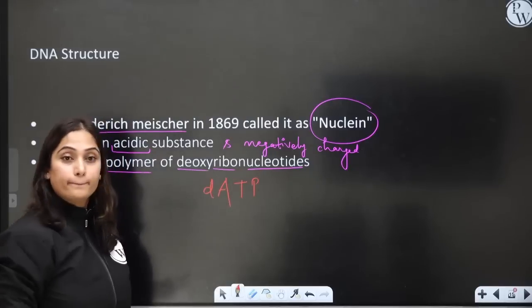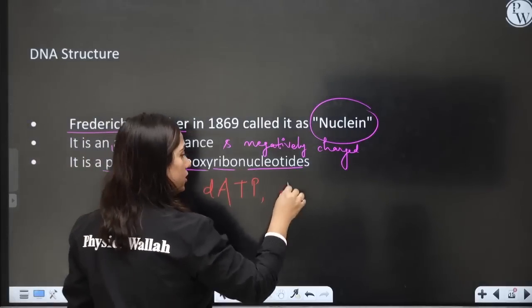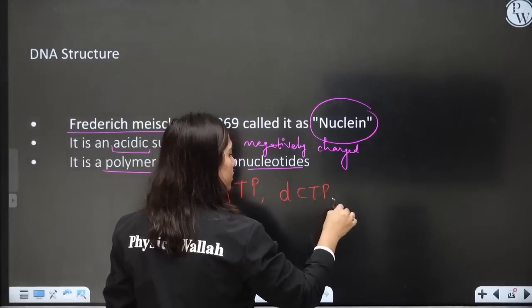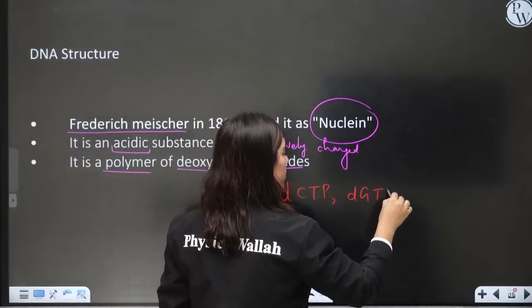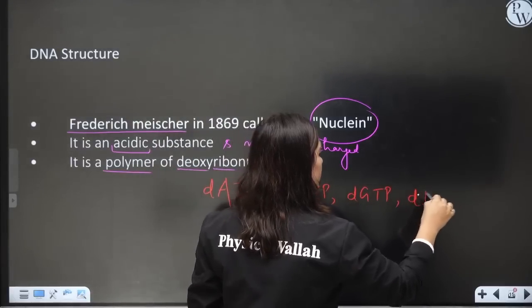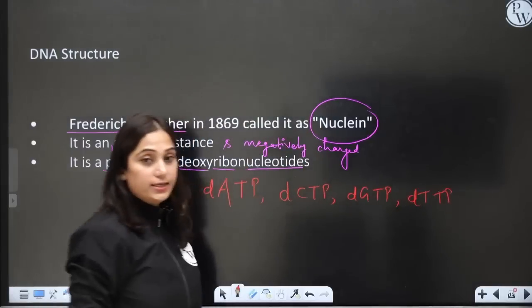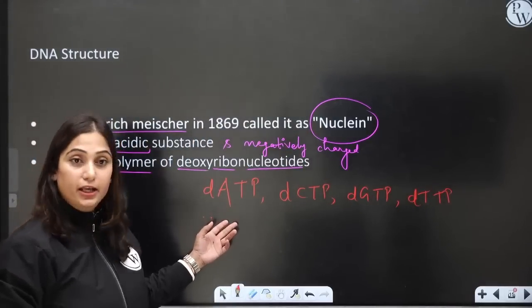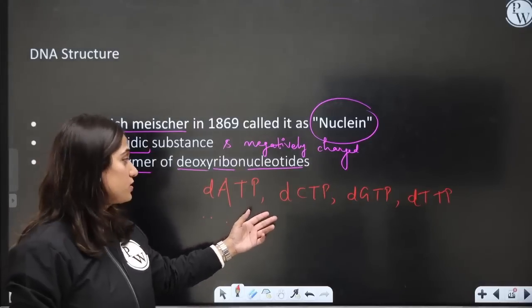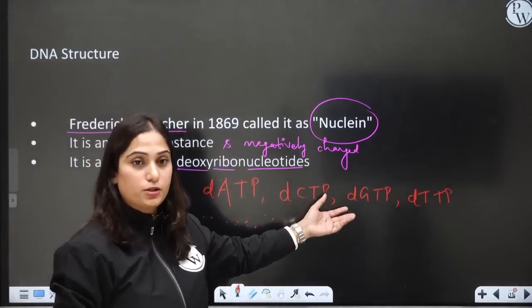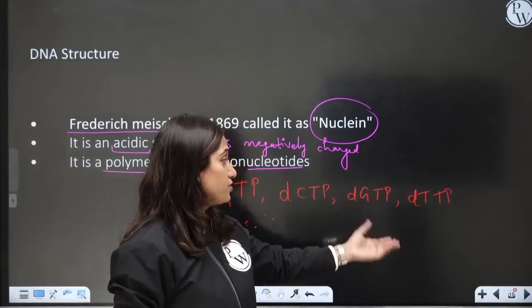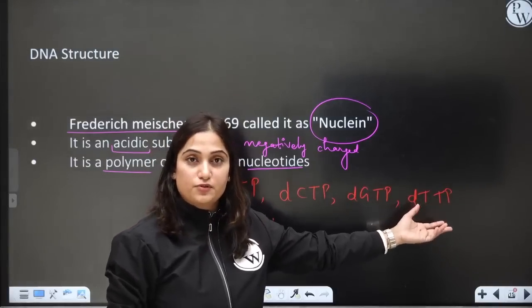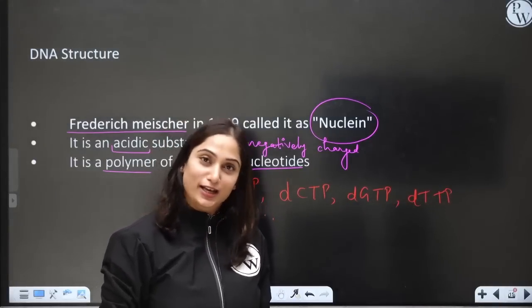dATP, dCTP, dGTP, and dTTP. These are the nucleotides of DNA. Deoxyadenosine triphosphate, deoxycytidine triphosphate, deoxyguanosine triphosphate, and deoxythymidine triphosphate. These are the nucleotides of DNA.